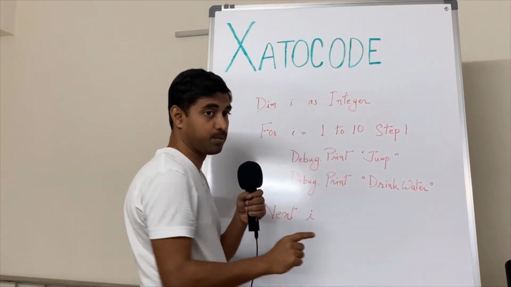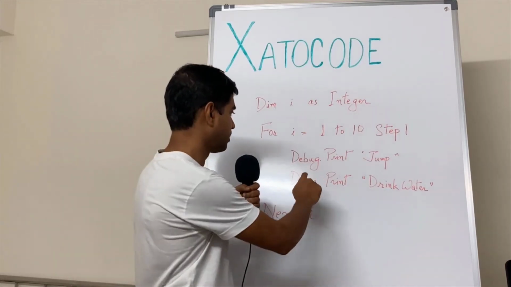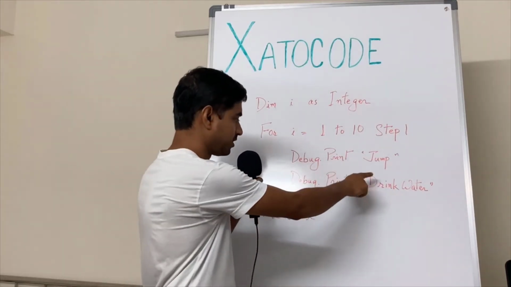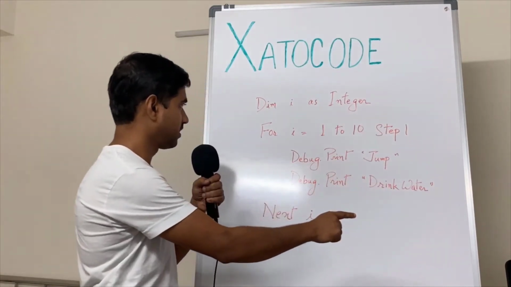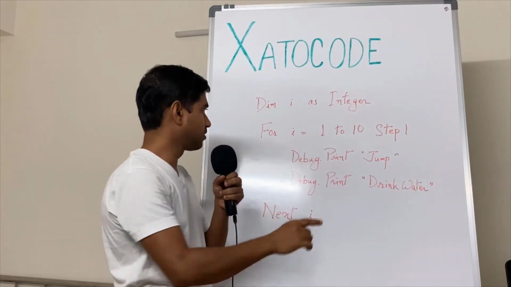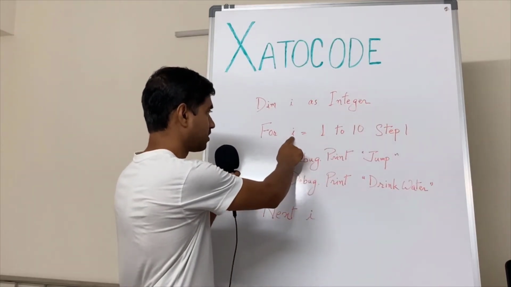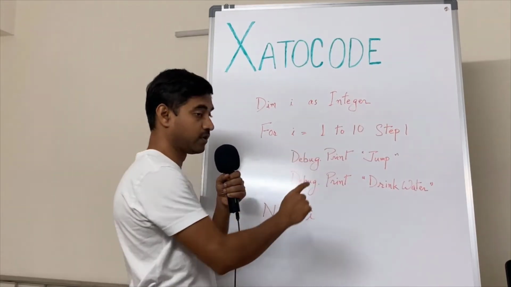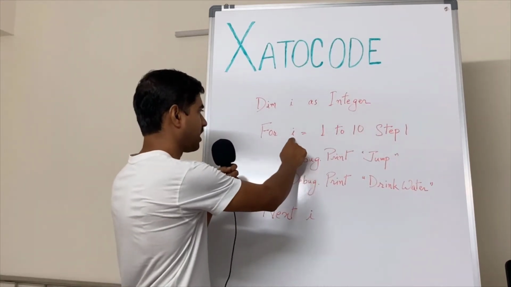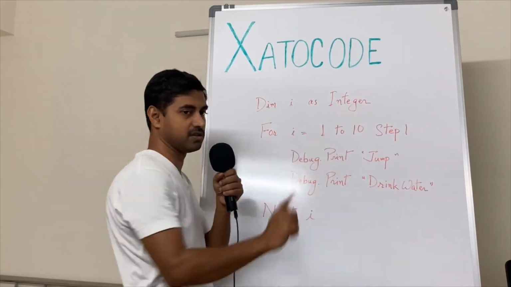Debug.print, so computer cannot jump and drink water. So I have put a debug.print which will display the output in the immediate window. Debug.print jump, debug.print drink water. Next I. So how will it run? There has to be a counter. So a counter variable with which the computer will count. So I have provided I, for I equals 1 to 10 and dim I as integer.